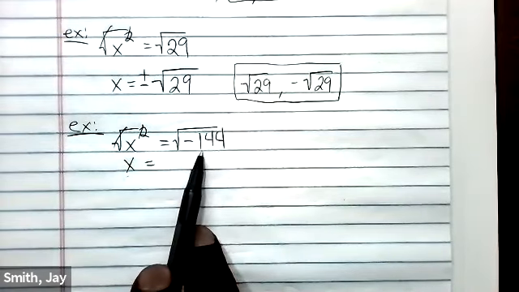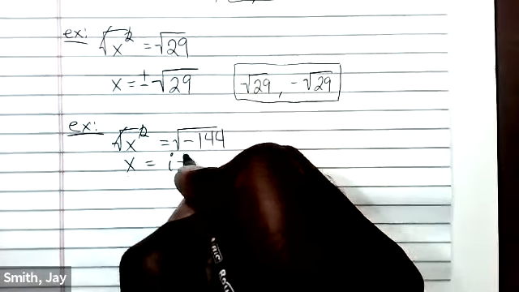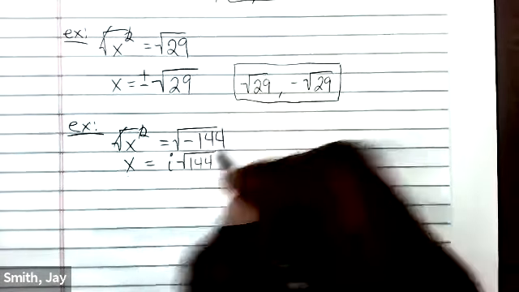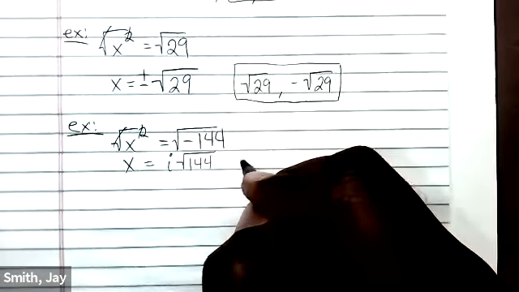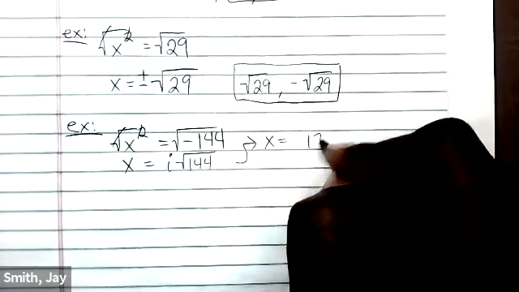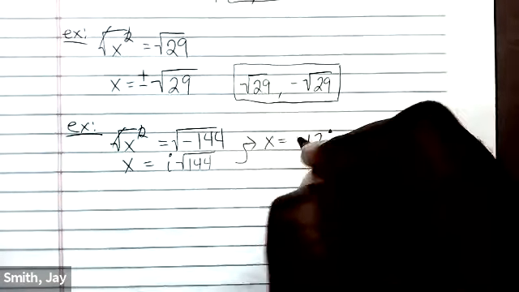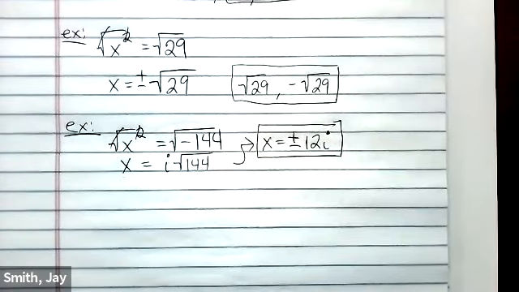So to get rid of that negative, the way we account for it, just like in the last section, is to pull out that i. This would be i times the square root of positive 144. But my answer ends up being 12i. Just like in the previous problems, we must account for both the positive and the negative when we're asked to find the solutions. So this answer is both positive 12i and negative 12i.